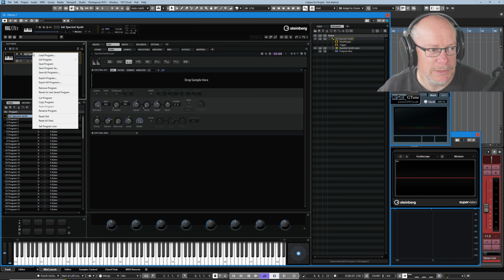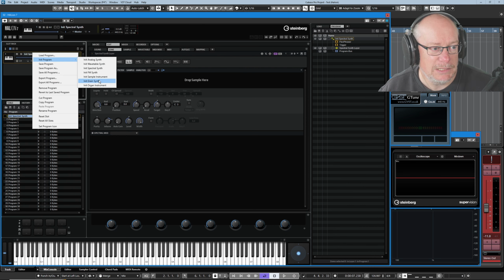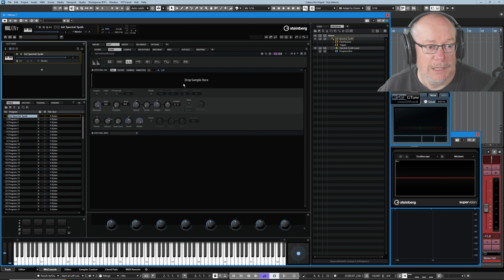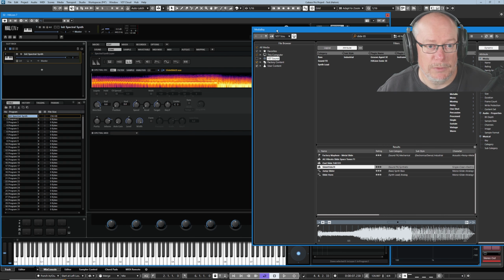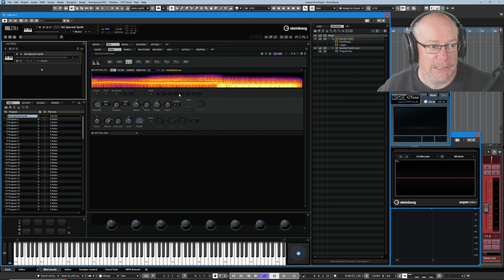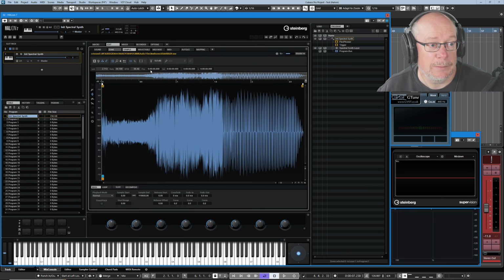And without further ado, let's make a start. I've initialized a spectral synth. And as you can see, drop sample here tells us what we need to do next. Head over to the media bay, and I've selected this Slido 5 BB29. Drag the sample into the spectral processor and jump straight over to the sample tab so that we can hear it in its unadulterated form.